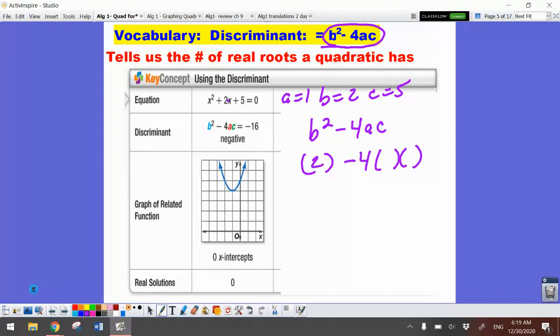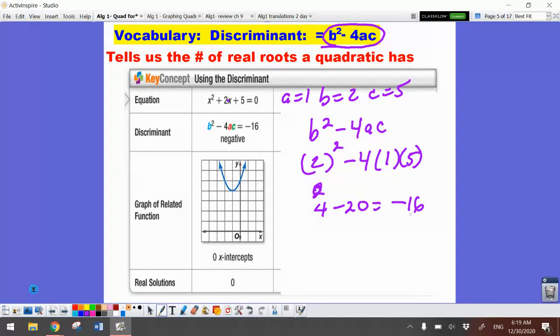So b is 2, my 4 is there, a is 1, and c is 5. So if I multiply this out, 2 squared is 4, and negative 4 times 1 times 5 is negative 20. So that gives me a negative 16.